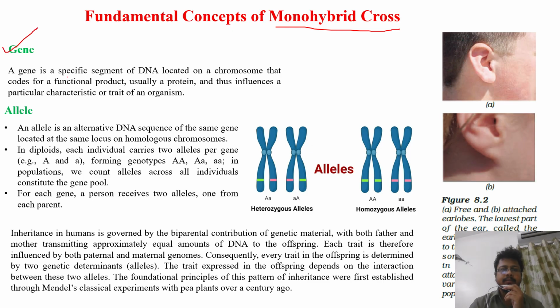A gene is a specific segment of DNA located on a chromosome that codes for a functional product, usually a protein, and thus influences a particular characteristic or trait of an organism. So it is a segment of DNA on a chromosome, and we know DNA gives rise to RNA, and it codes for protein, which gives rise to specific traits. So that's how a gene controls specific traits or particular characteristics in an organism.